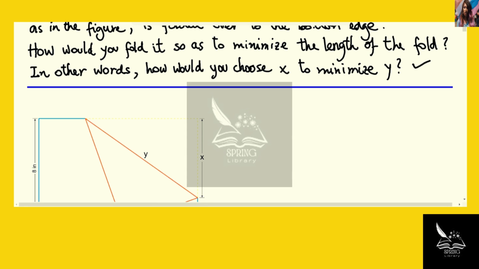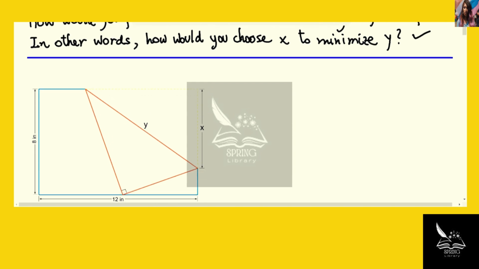This one here is clearer than the other one. That is, we want to choose X in order to minimize the value of Y. And for that, we need to write Y as a function of X and then apply calculus to minimize this function.